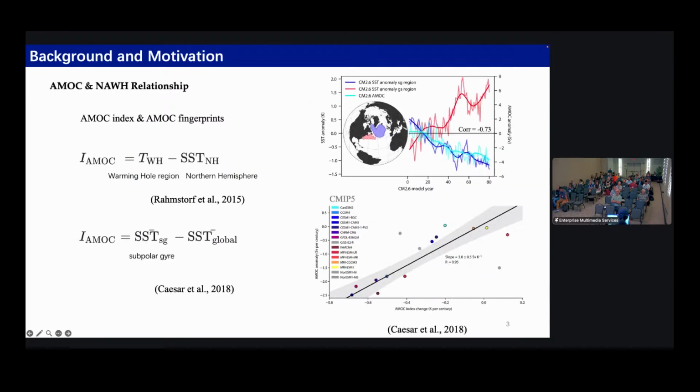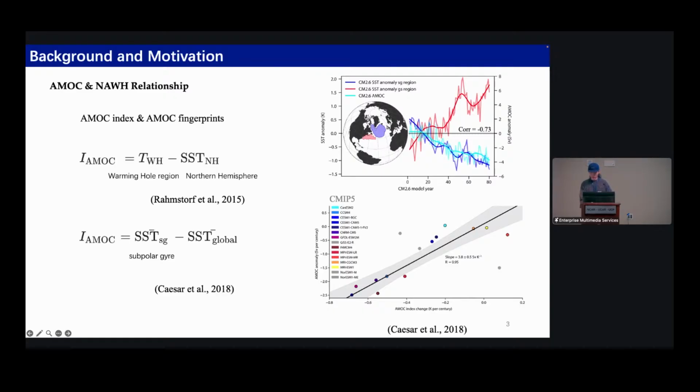In fact, the AMOC and the warming hole have a very close relationship, so the SST in the warming hole region can be used as a proxy to reconstruct the AMOC. The AMOC index was first brought up by Rahmstorf in 2015, and later the AMOC fingerprint was brought up by Caesar in 2018, which is the subpolar region SST anomaly minus the global mean SST anomaly.